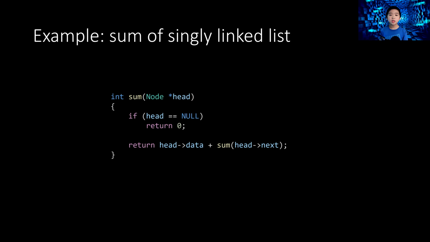Here we use recursion to implement another example. We're going to find the summation of all the nodes in a singly linked list. First, we have the stopping condition and the stopping value. That is, if we already reached the end of the linked list, then we can stop there. Then we call the function again to narrow down the problem. Or specifically, we take the data from the head and call the function again with the rest of the list.